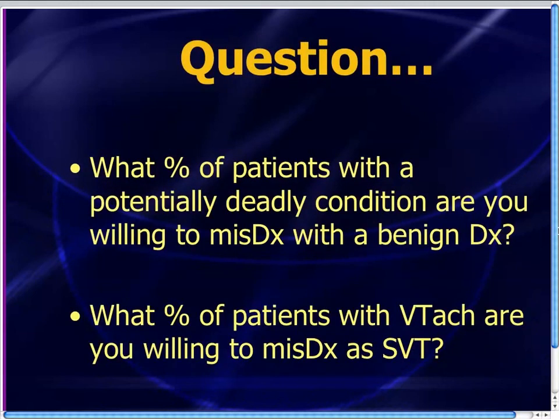So I go back to the initial question, what percentage of patients with VTAC are you willing to misdiagnose as SVT? Now, this is an important question. I'm not telling you that you absolutely cannot use adenosine for VTAC. It is safe, but you have to remember that if you give adenosine to the patient and they convert, that does not mean that you've just diagnosed SVT. They still need to be closely evaluated for the possibility of VTAC, because in 5 to 10% of those patients that convert with adenosine, you may still be looking at ventricular tachycardia.